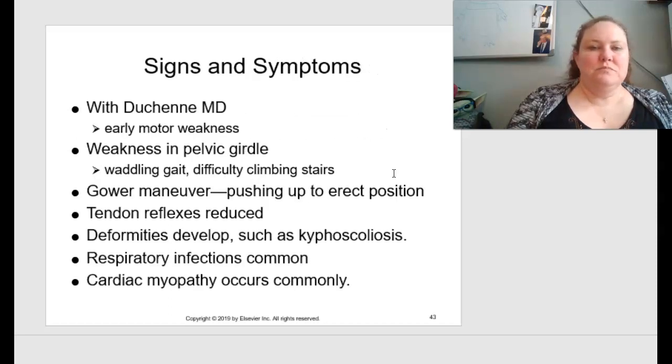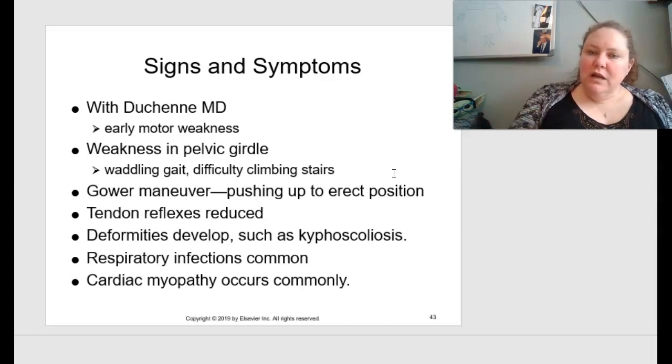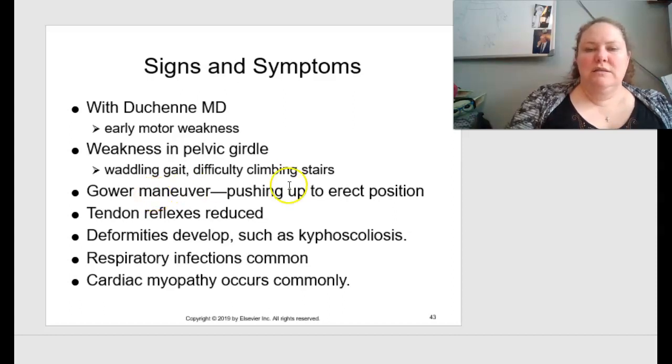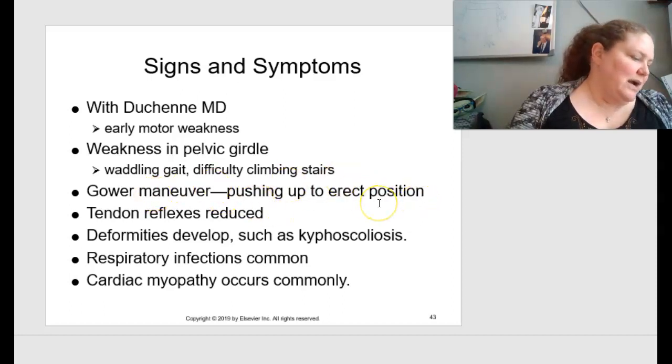young women. So for signs and symptoms with Duchenne's muscular dystrophy, this is where you're going to start demonstrating early motor weakness. You have a weakness in that pelvic girdle area, and this causes a waddling gait, and it can cause difficulty in climbing stairs. You can have a Gower maneuver, and this is pushing up to an erect position. And this is demonstrated in figure 9.9.